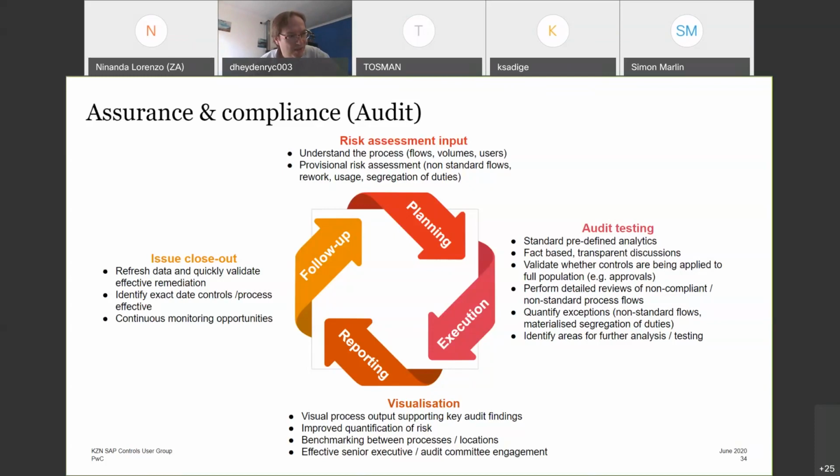Imagine going to sit with your auditee. You're not coming with a blank piece of paper or last year's file. You're saying, I've looked at what's happening in your process over the last six months. Let's talk through that and understand what's happening.